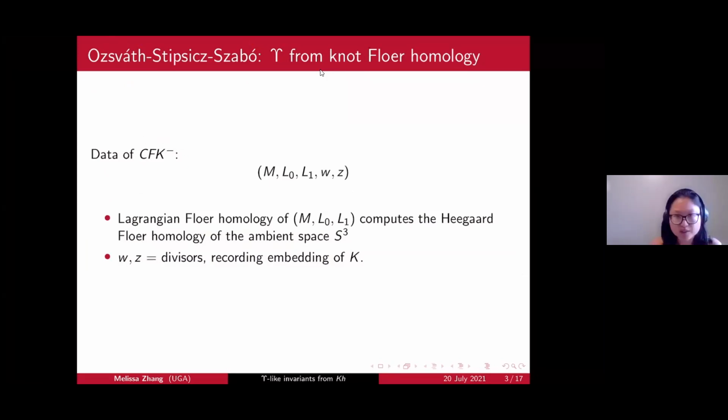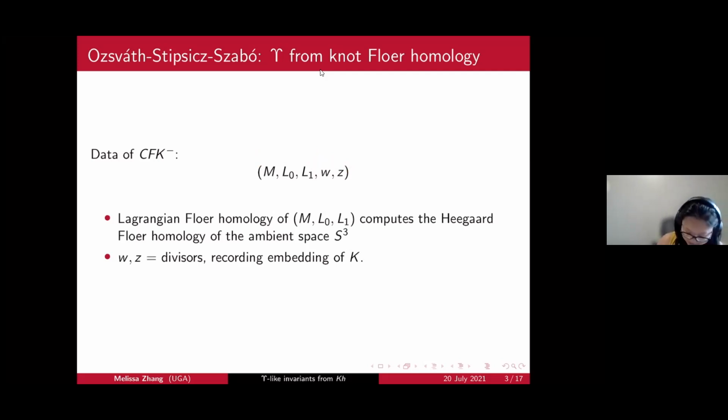And I don't need you to know exactly what's going on, but you should keep these two bullet points in mind. So the data is, I have a symplectic manifold with two Lagrangians inside it. And then in order to record the embedding of my knot inside my ambient space, I'm going to put down what are typically thought of as two base points. But perhaps with this audience, we should just cut to the chase and say that these are actually just divisors. And then you want to say, well, if this is the data of a 3-manifold, and this is encoding the knot inside it, how do I come up with a complex?